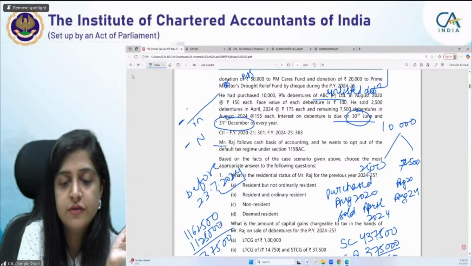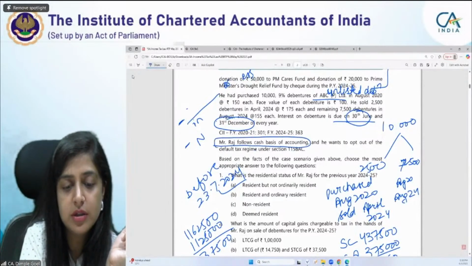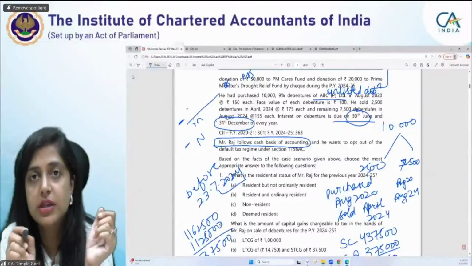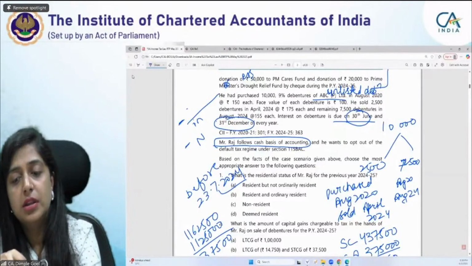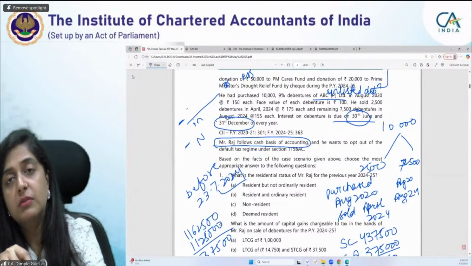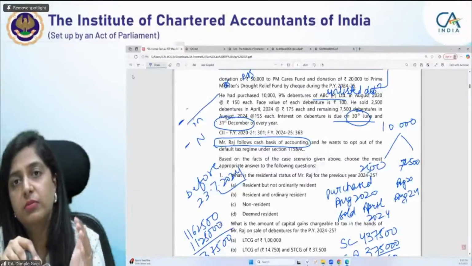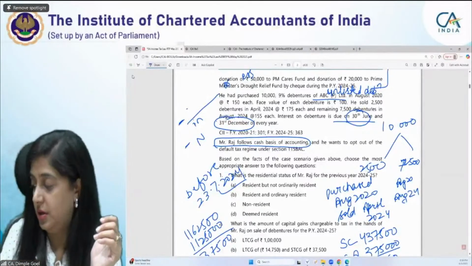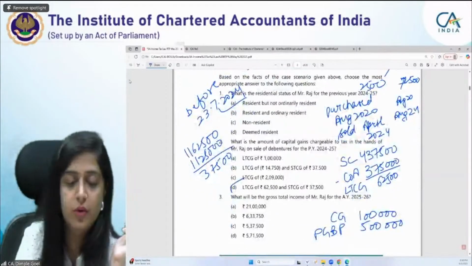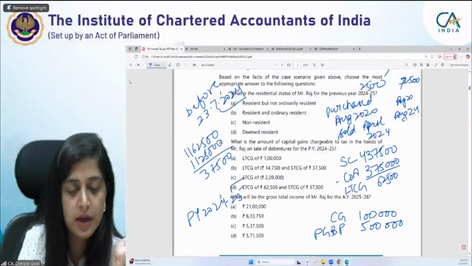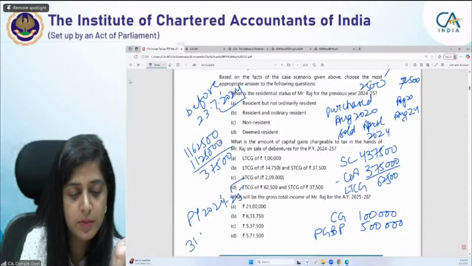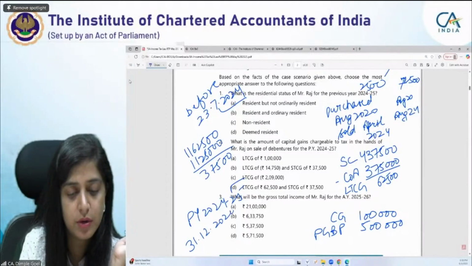Mr. Raj follows cash basis of accounting. This is also very important in this case. Why is this important? If you see, when will be the last interest received by Mr. Raj? If we are in the previous year 24-25, the last interest will be given by the company on 31st December 2024.